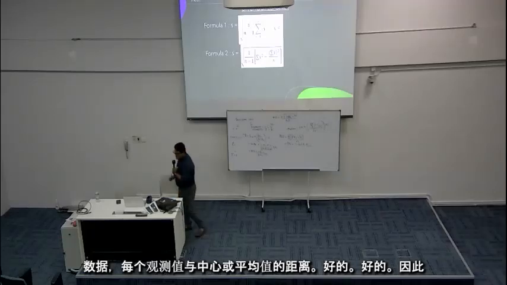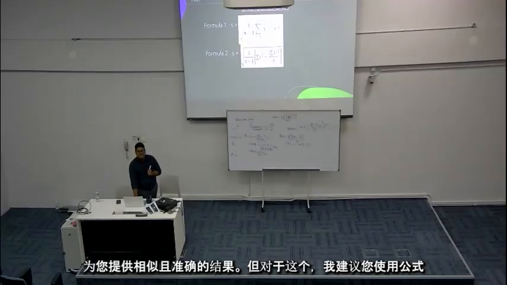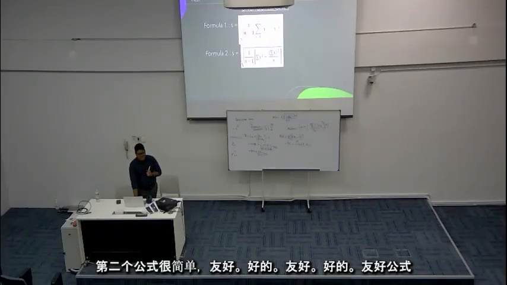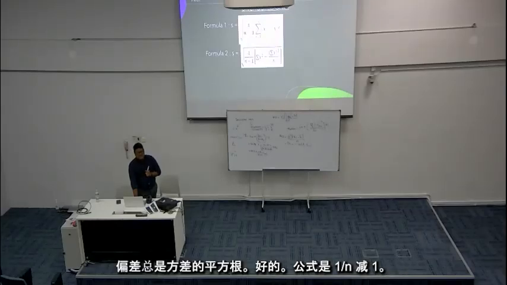So, we have formula 1 and we have formula 2. You can use either one; both will provide you the exact same result. But I advise you to use formula number 2. Formula number 2 is a friendly formula as compared to formula number 1. So use formula number 2. The standard deviation is always the square root of the variance.